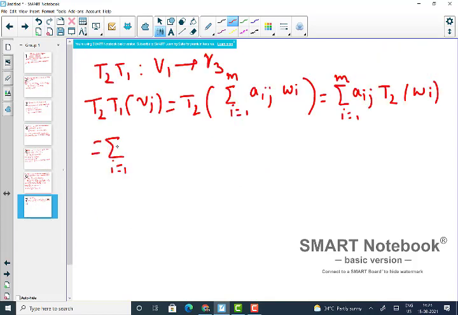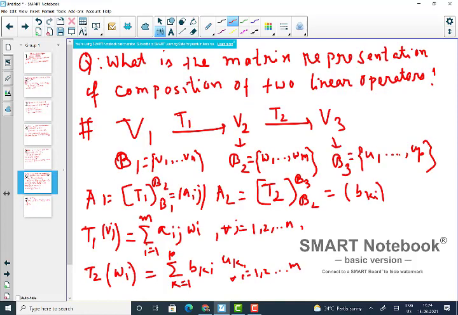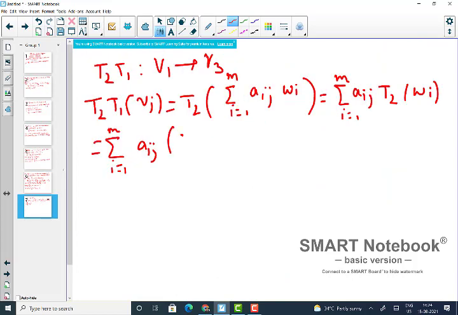Summation i equal to 1 to m, Aij, and this is B. See, this is BKI UK, right? So write down that: summation BKI UK, k equal to 1 to p. So finally we wrote the elements of basis vectors of V1 in terms of UK, which are basis vectors of V3, right?